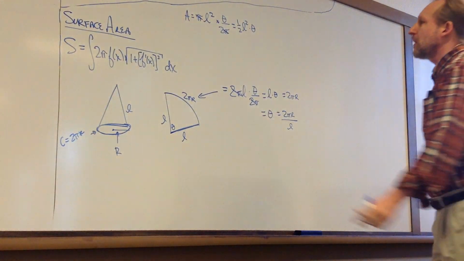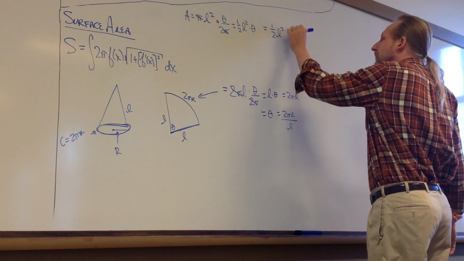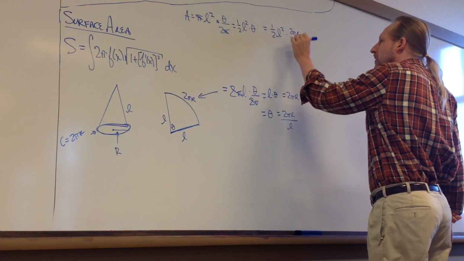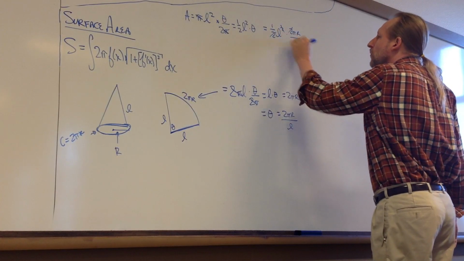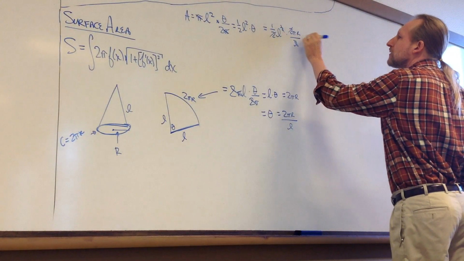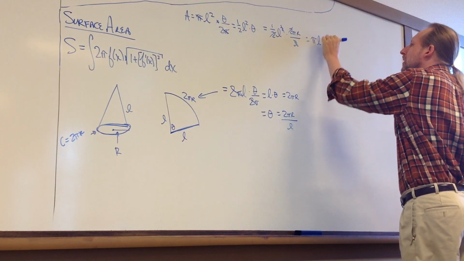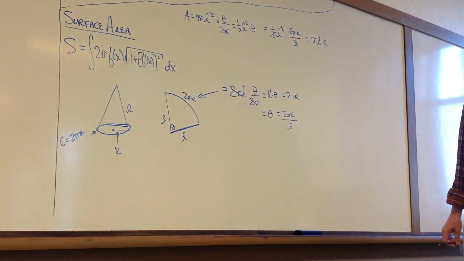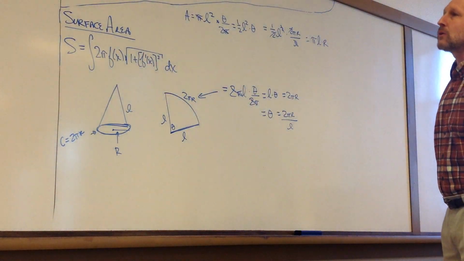So we're going to now come up here and replace that theta with 2 pi r divided by L. Let's see, the 2's cancel, one of the L's cancels out, and what do we come out of this with? Pi L r. Okay, so that's for the whole cone.